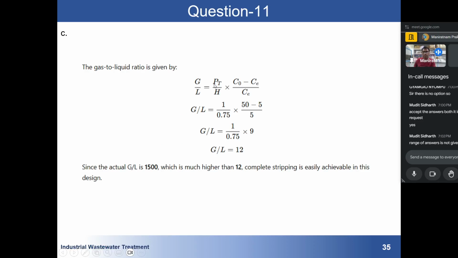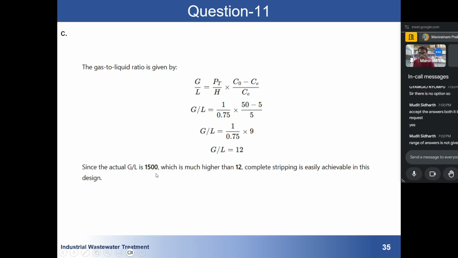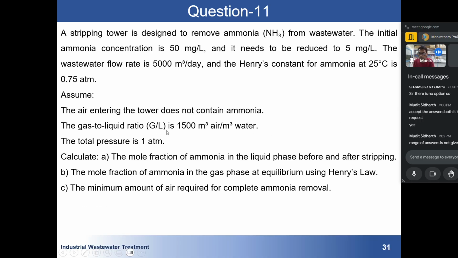Everything is given to you: pressure, Henry constant, initial concentration minus final concentration. Since the G/L is 15, which is greater than 12, complete removal is easily achievable in this design. It was given that the G/L is 1500, and the minimum amount of air required is 12 meter cube per meter cube, but as you are providing 1500 meter cube, that is more than the required amount.